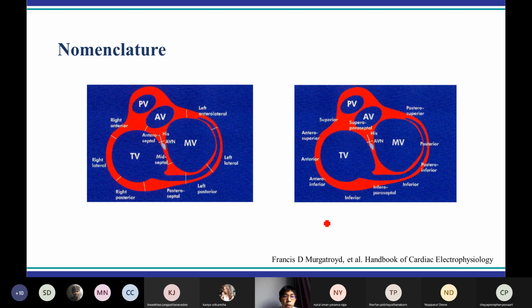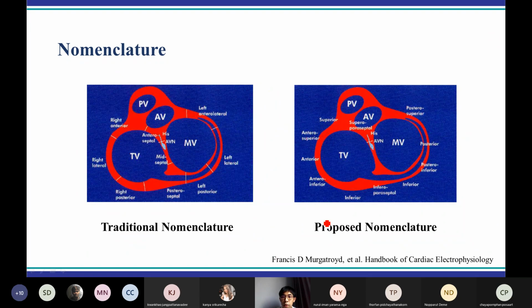This is the anatomy of the tricuspid and mitral valve. There are regions in this anatomy: the left anterolateral, left lateral, left posterior, posteroseptal, right posterior, right lateral, and right anterior. These locations could be the locations of the accessory pathway.